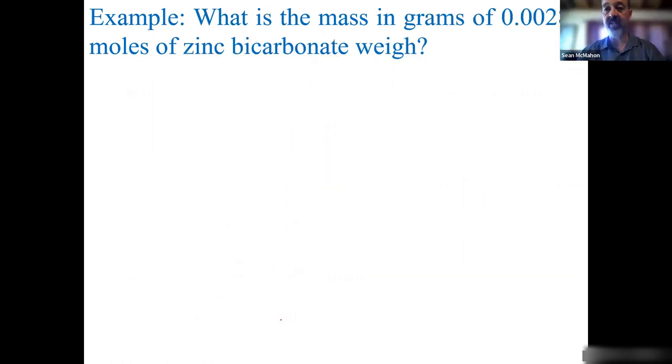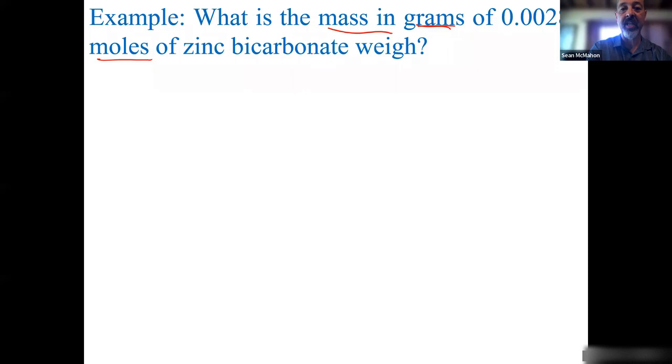So what is the mass in grams of 0.00284 moles of zinc bicarbonate? So you've got to get what? The mass in grams. How do you do that? Molar mass, which is grams per mole. If I have moles, I can convert that to grams using molar mass, grams per mole.